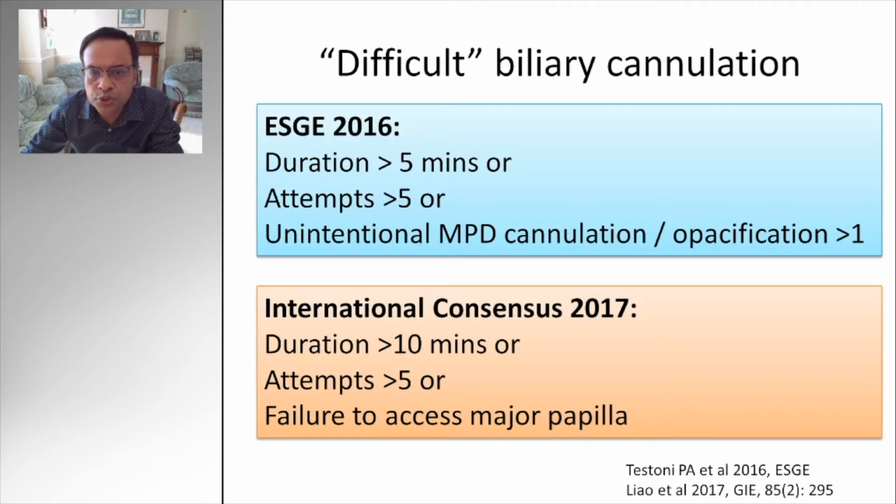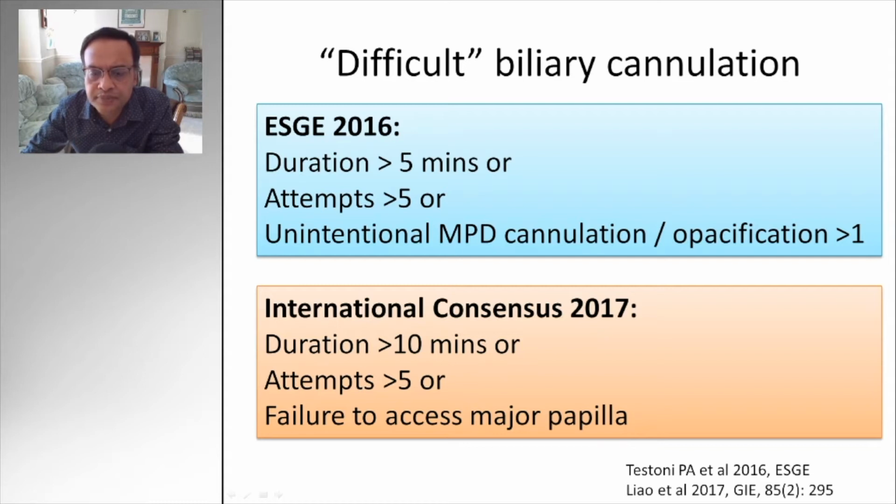So what constitutes difficult biliary cannulation? The ESGE guidelines from 2016 define a difficult biliary cannulation as one which takes more than 5 minutes, or one where there is more than 5 attempts at biliary cannulation, or if there is unintentional pancreatic duct cannulation or opacification on more than one occasion. So these criteria are rather strict.